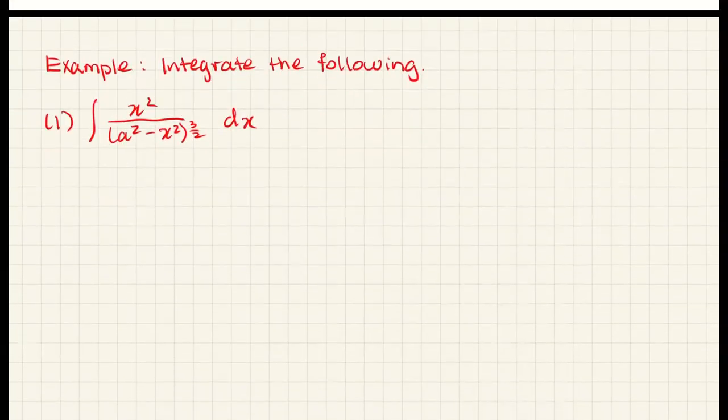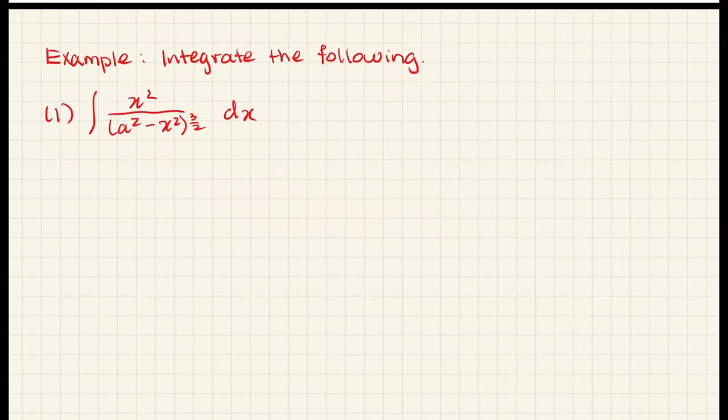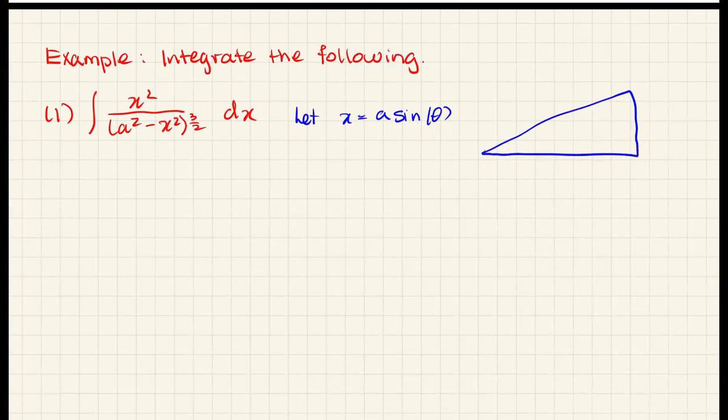So I'm going to say, let x be equal to a sine theta. So what that means here is that if we construct a right angle triangle like this, so if this is theta, then we have the opposite being x, a being the hypotenuse, and the adjacent being the square root of a squared minus x squared, right? Okay, so we're going to use the same method as we've done before.